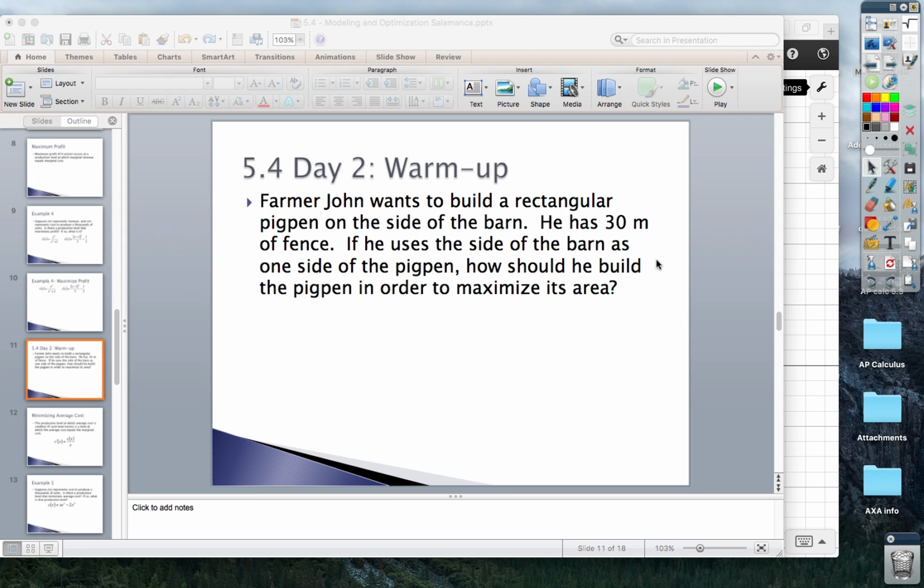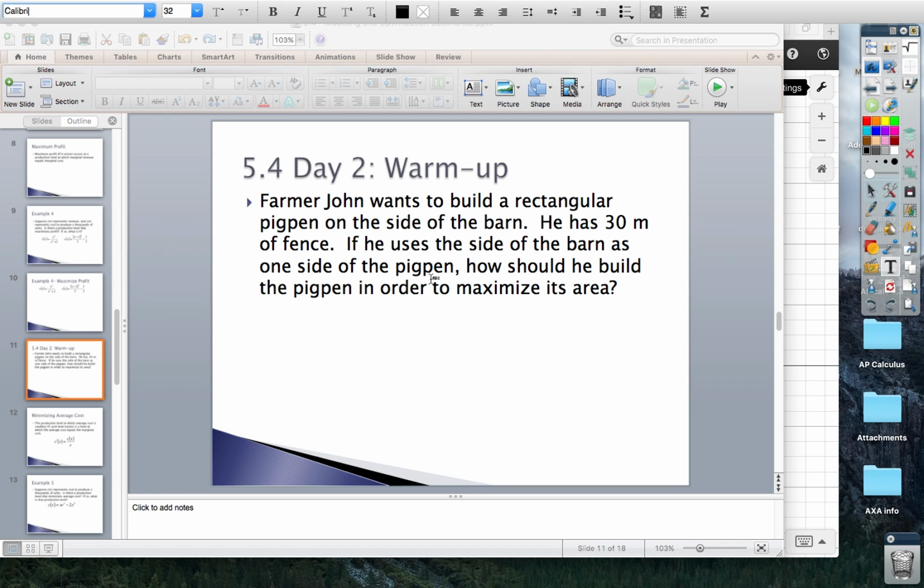So when we look at this problem, we're going to consider what we have. So first thing they mention is he has 30 meters of fence. That means the perimeter equals 30 meters. Then it says if he used the barn as the side of the pig pen, how should he build the pig pen in order to maximize area? So we're looking at a maximization of area. So area of a rectangular pig pen is length times width.